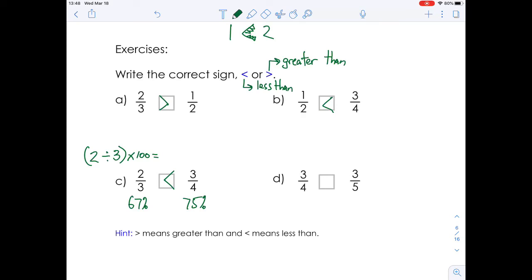3/4 is going to be greater than 3/5. Okay? So whenever you have numerators that are the same, you look at the denominators. The one with the smaller denominator is going to always be greater than the one with the bigger denominator.